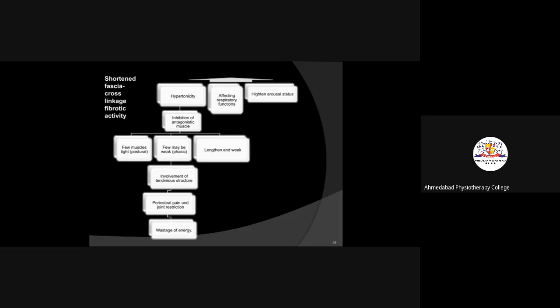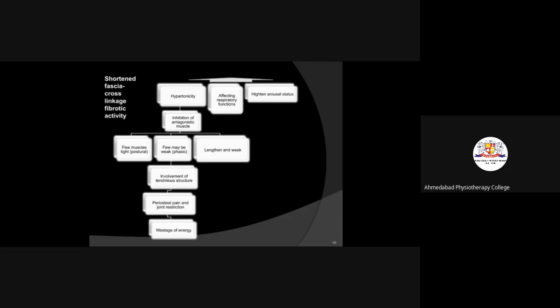Because of this hypertonicity, for example, the extensor muscles are tight and flexor muscles are weak. So flexor muscles will be phasic and weak, whereas the postural muscle or the extensor muscles will be tight. So what happens? There will be an involvement of the tendinous structure. For example, in case of tennis elbow, if the patient is keeping the hand always in extension, there will be an involvement of the tendinous structure over the flexor compartment of the elbow. That is at the site of golfer's elbow, flexor muscles, which originate from the medial epicondyle of the humerus.